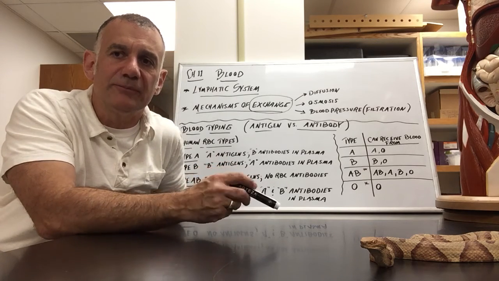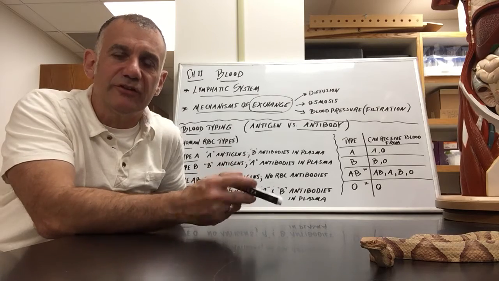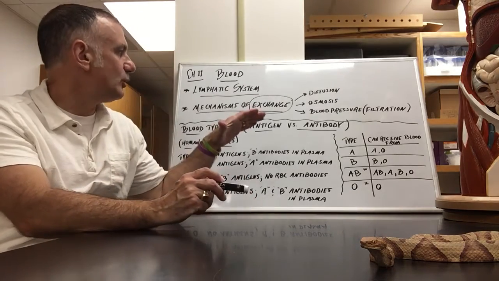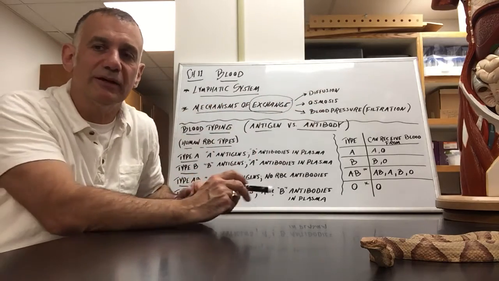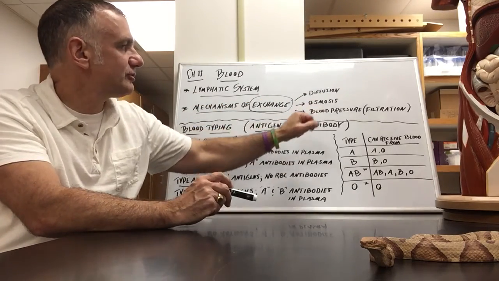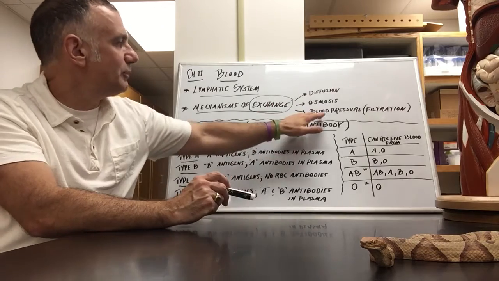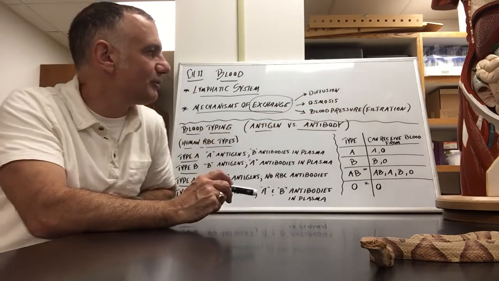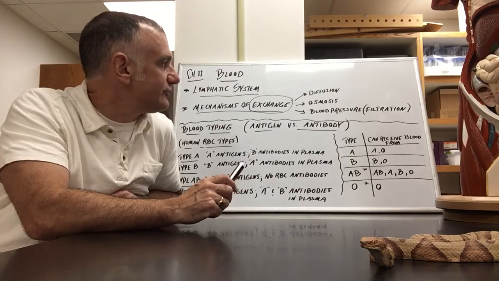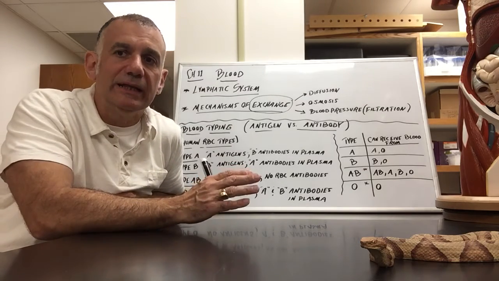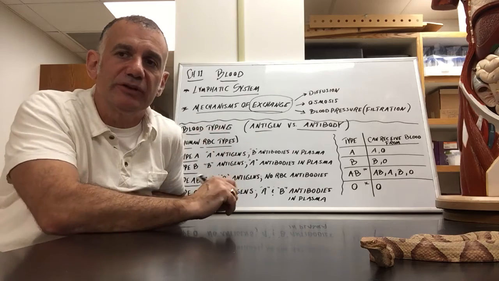In Chapter 3, mechanisms of exchange crossing the cell membrane. The three big ones when we talk about the bloodstream are obviously diffusion, which we've talked about a lot, osmosis, which involves water and solute, and blood pressure, filtration being an example of a blood pressure mediated exchange mechanism. So blood pressure is important in that it provides a force to move things across membranes.